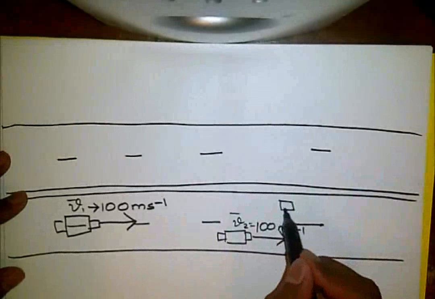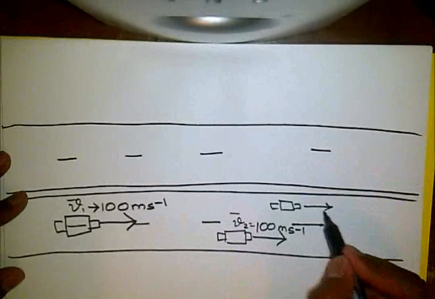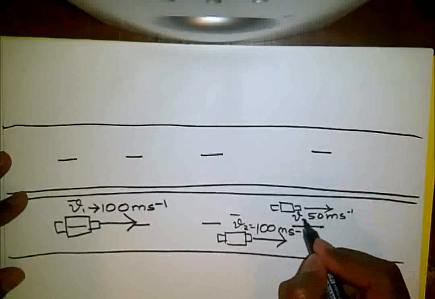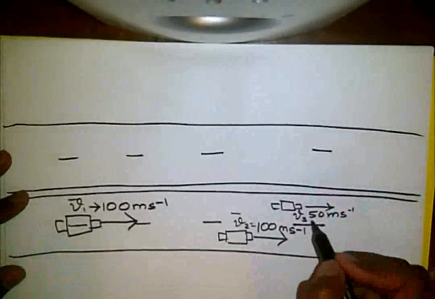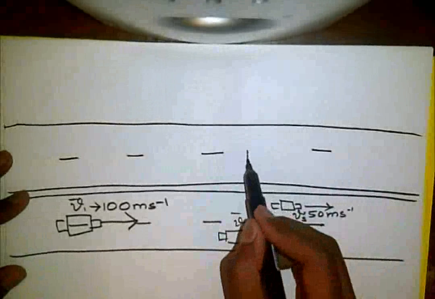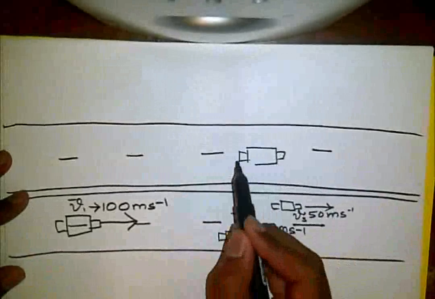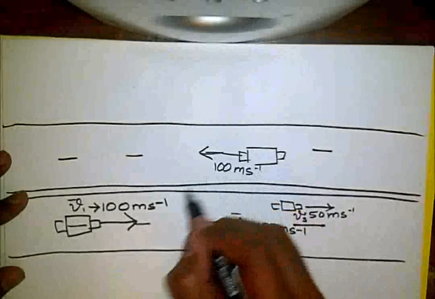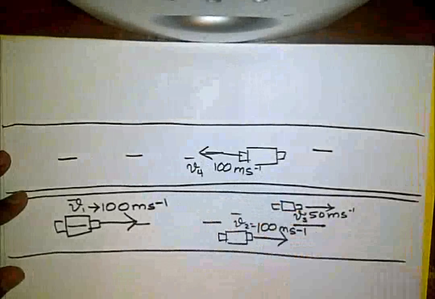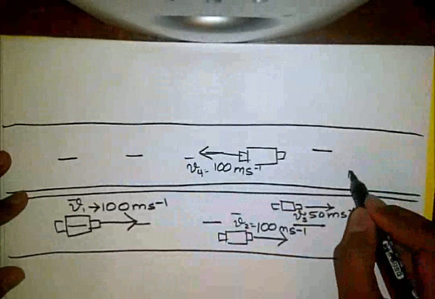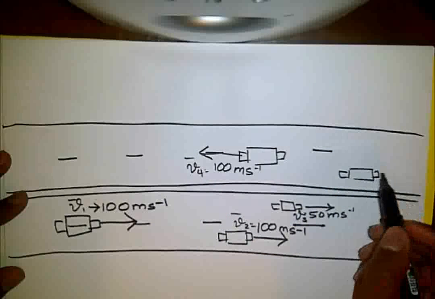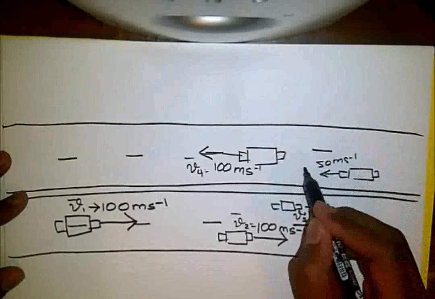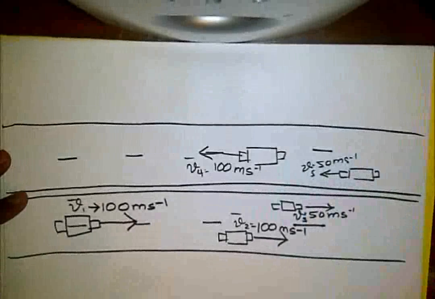Let's say we have a third car here, going at 50 meters per second. So that's velocity 3 going at 50 meters per second. Say we have a car here now, going this way at 100 meters per second. So let's say velocity 4, 100 meters per second. Say we have another car here, velocity 5, going at 50 meters per second.